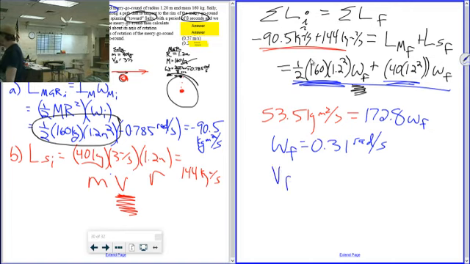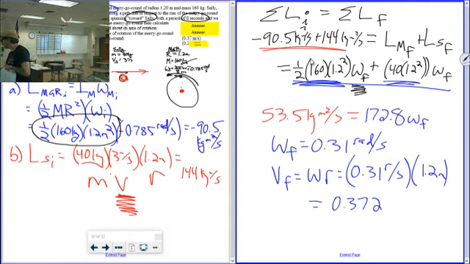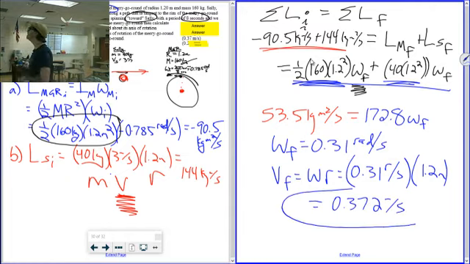And so her final velocity then is omega times r, right? So 0.31 radians per second times the radius, which is 1.2 meters. And so she gets a velocity of 0.372 meters per second. All right?